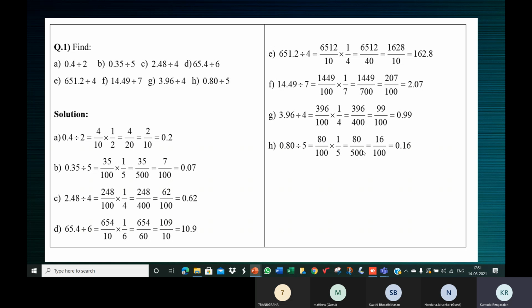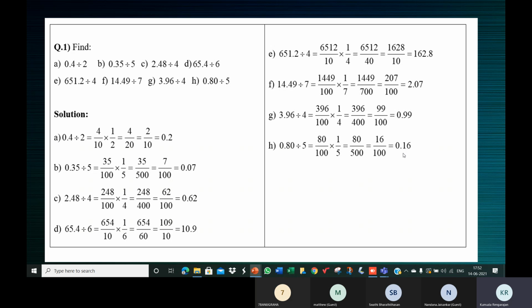Now this is 500. When you divide 500 by 5, you will get 100. And 80 is also divisible by 5. So we choose to divide by 5. We don't cancel the zeros, because we don't want to lose the denominator 100. So when you divide by 5, you will get 16 by 100. Now see, it's straight away 0.16.